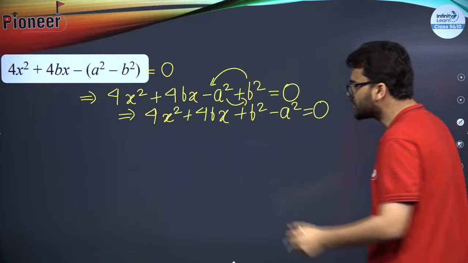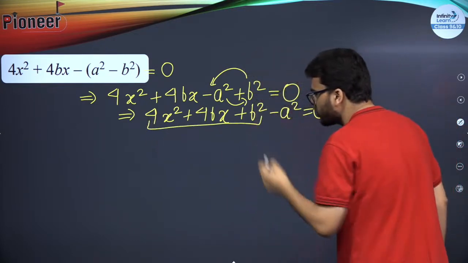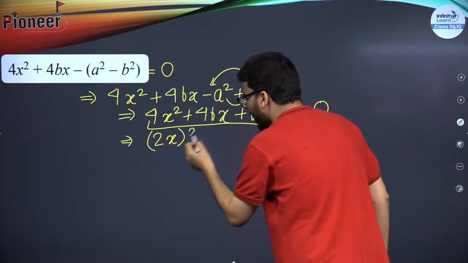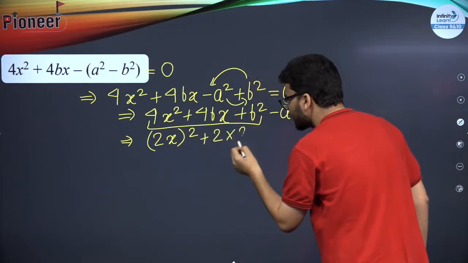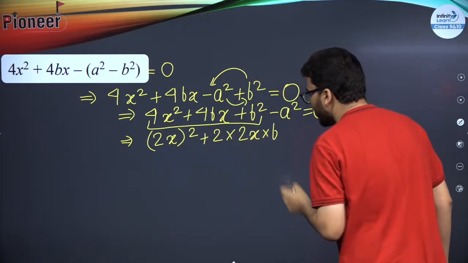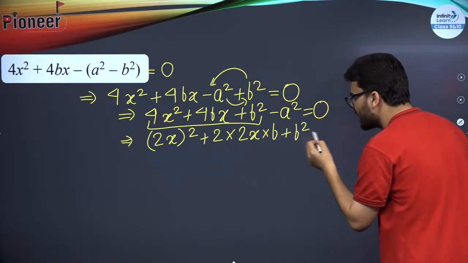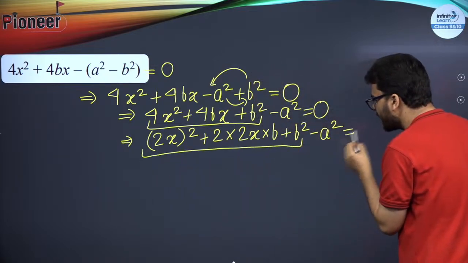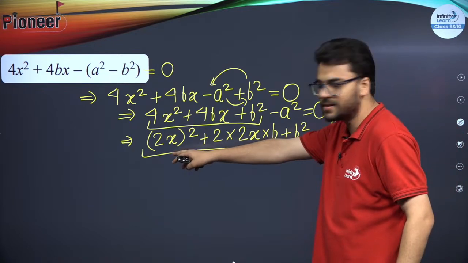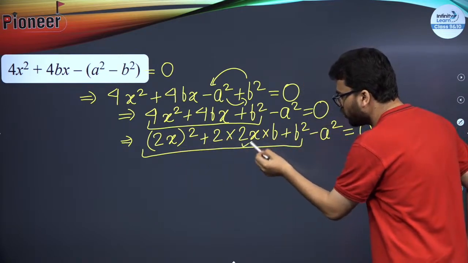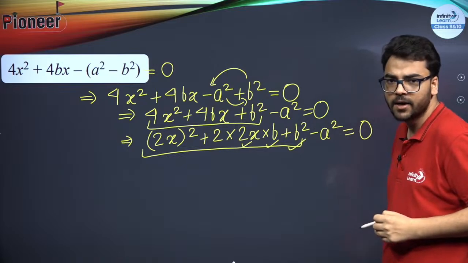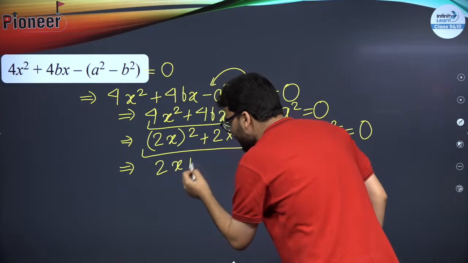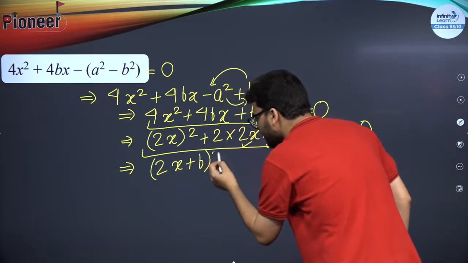Now if you see this expression over here, can I write it like this, guys? 2x the whole square plus 2 into 2x into b. I can do like this. Plus b square is already there and minus a square is there. So can I fix this thing in the form of identity, guys? You see over here it is 2x the whole square plus 2 into 2x into b plus b square. So can I say that this expression can be written as 2x plus b the whole square over here, guys? 2x plus b the whole square.